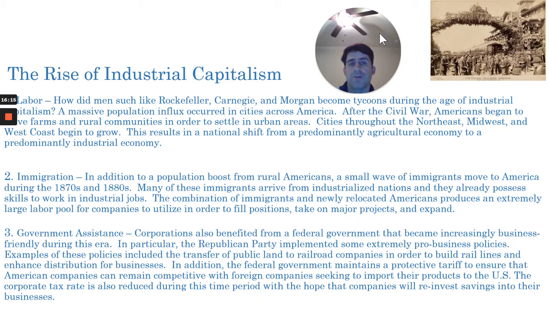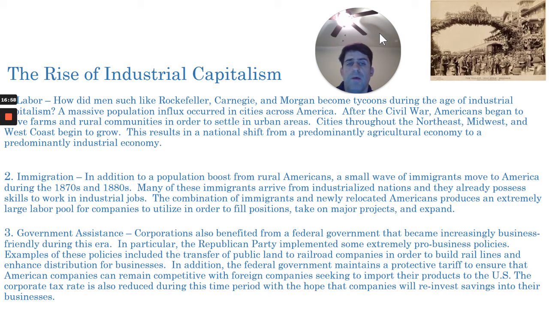The conditions were ripe with such a massive workforce that either already possessed the qualities for this type of work or could easily be trained by managers to perform this type of work. In addition to the population influx into cities and urban areas, the corporations and the men who ran those corporations benefited a great deal from government assistance.